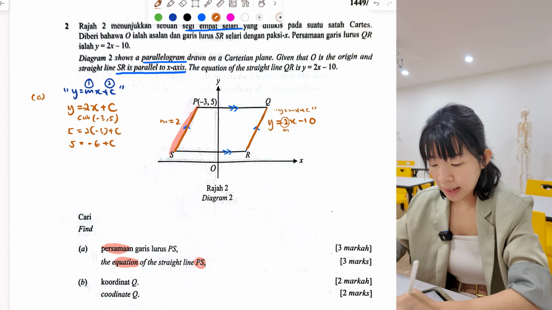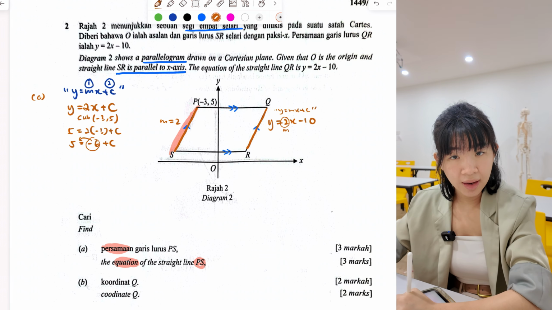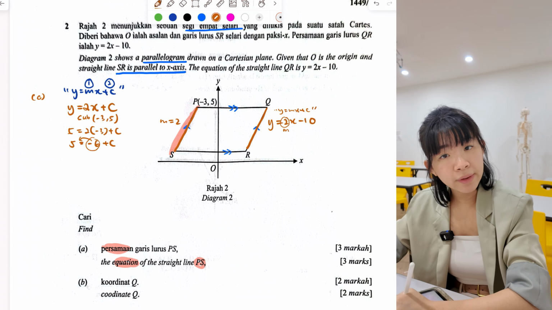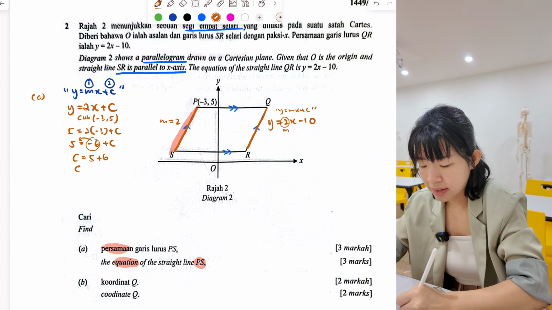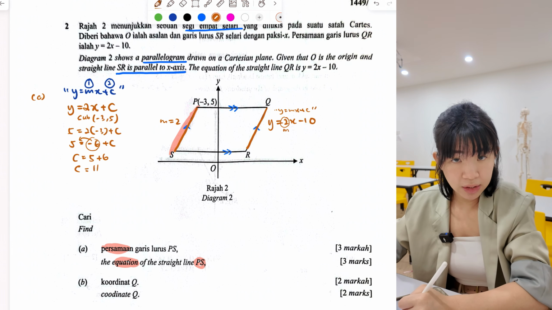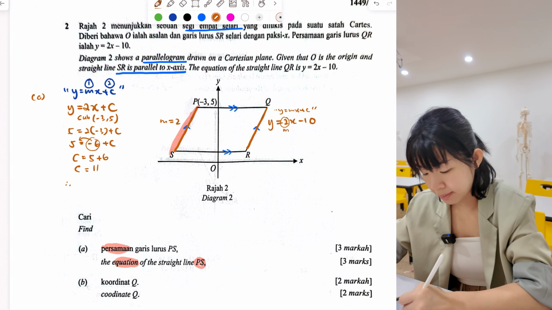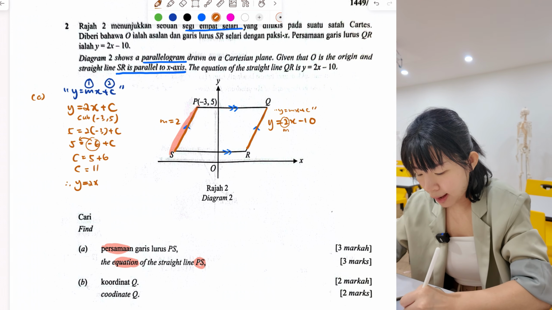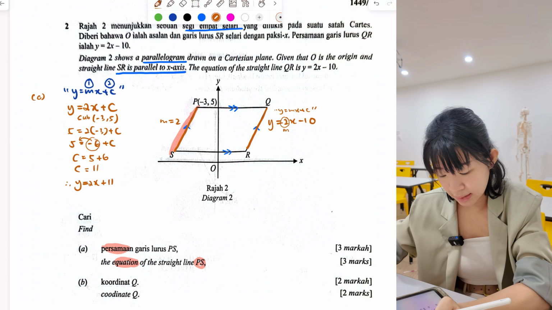If you want to find c, we move -6 over. Then you will get c. So -6 brought over becomes +6. So c equals 5 plus 6, c equals 11. Last step, you write the whole equation one more time. So y equals x plus 11. This is the equation of PS.